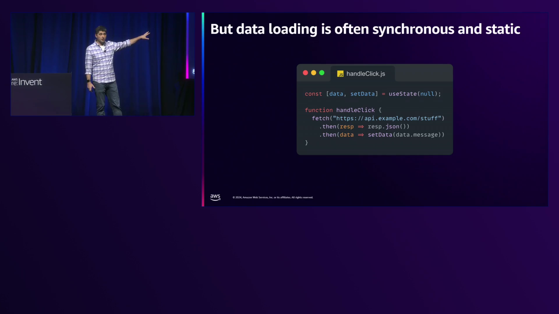Right? In this case, we're going to load the data when the button is clicked, use the reactivity of the UI framework to go update some elements on the page. But this is very synchronous in this case. We're waiting for the data from the API to load. We're going to update the element on the page, and then it's static. There's really no mechanism in this very simple case to update things.